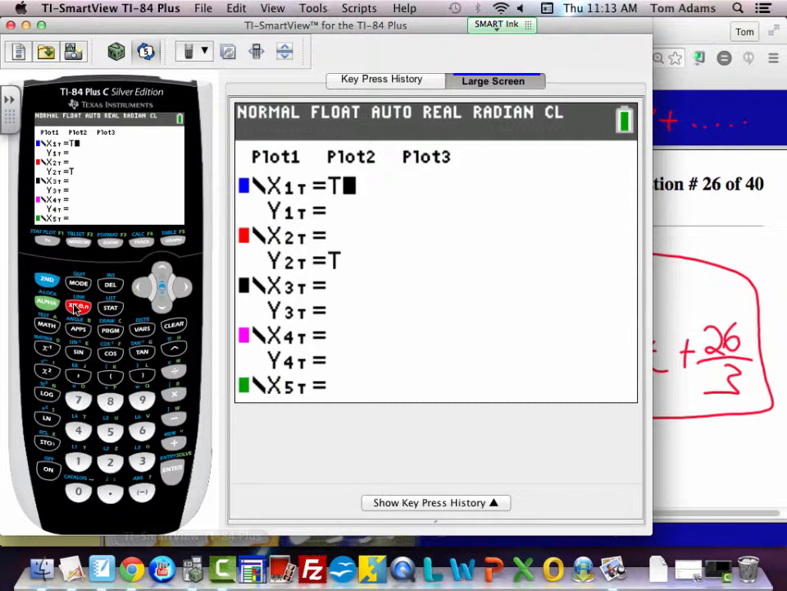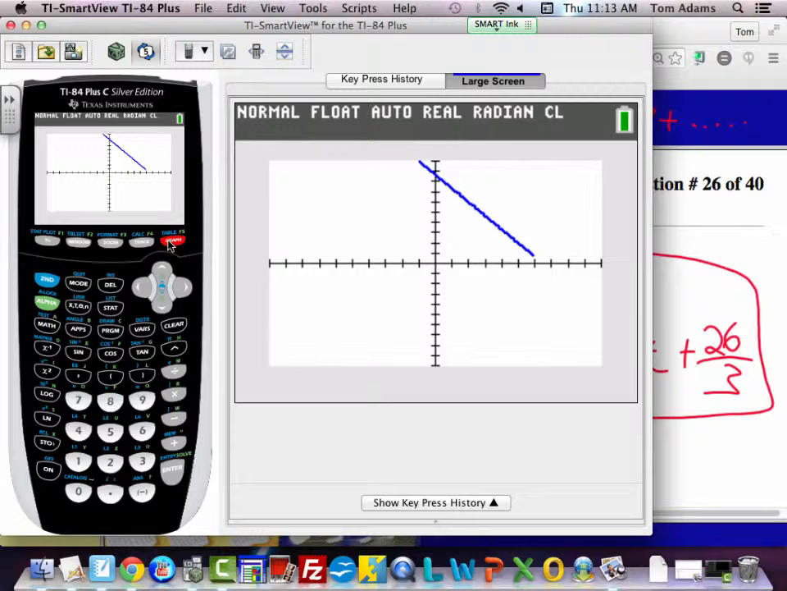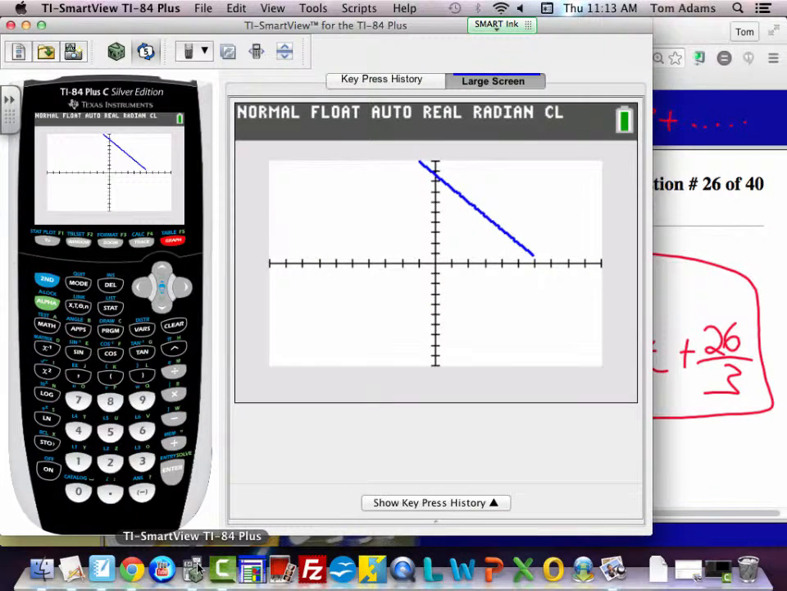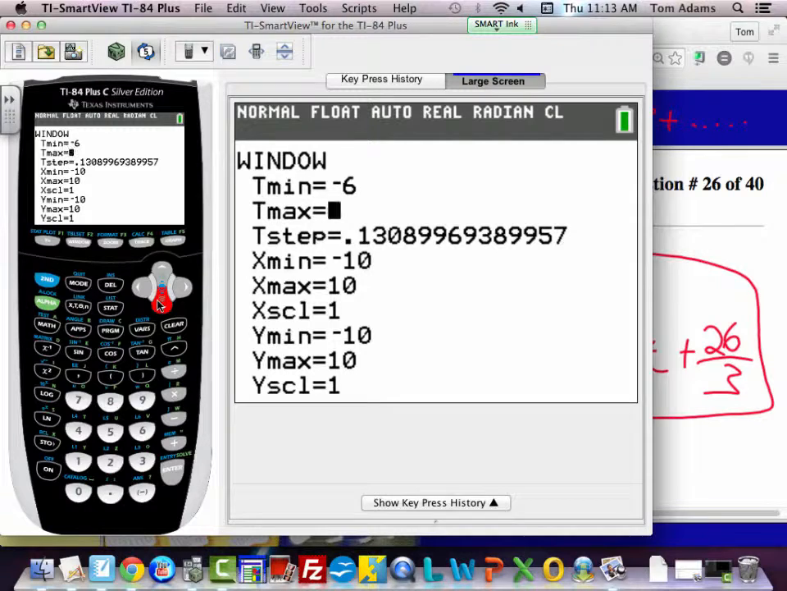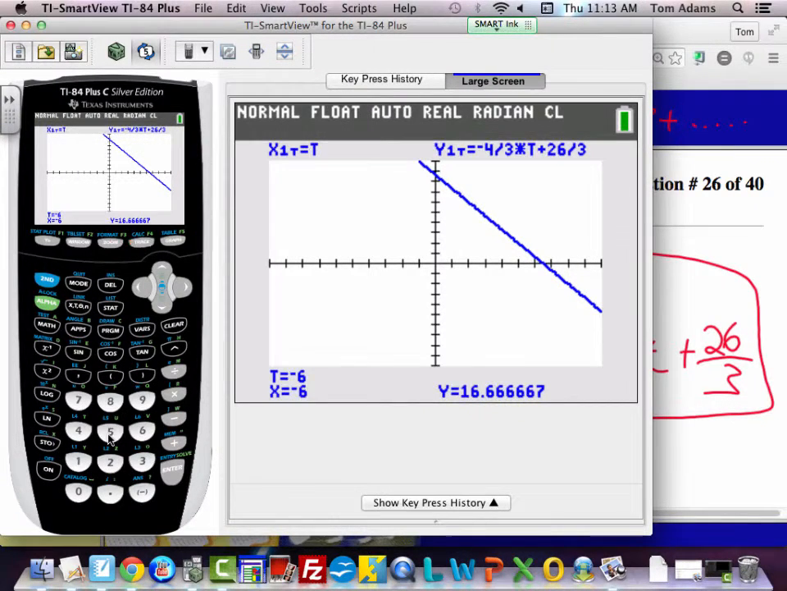So now if I graph this as x equals t, and y equals negative 4 divided by 3 times t plus 26 divided by 3, it should go through the 2 points, (5, 2) and (8, negative 2). So let's see. I need to change my t value to, I don't know, 10. Let's see what that does. Yep. So now if I plug in trace, and I plug in 5, and I hit enter, y equals 2. See that?